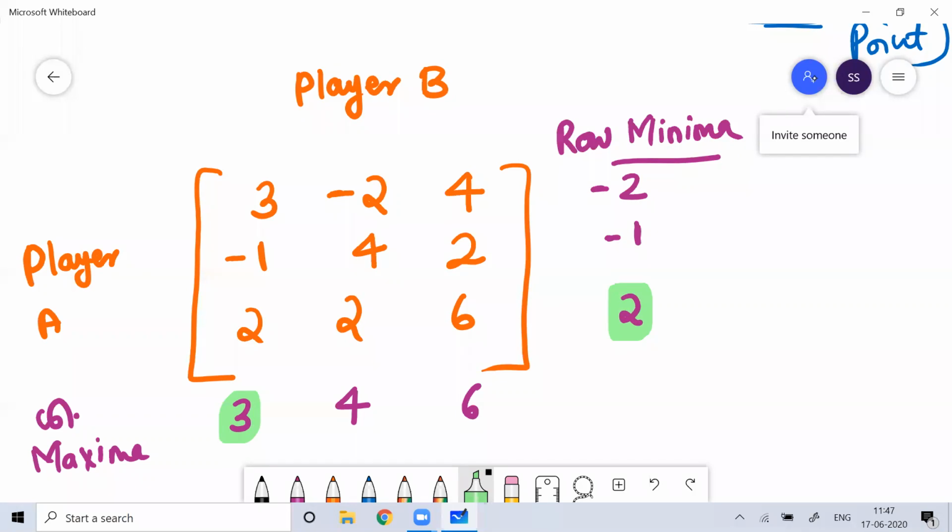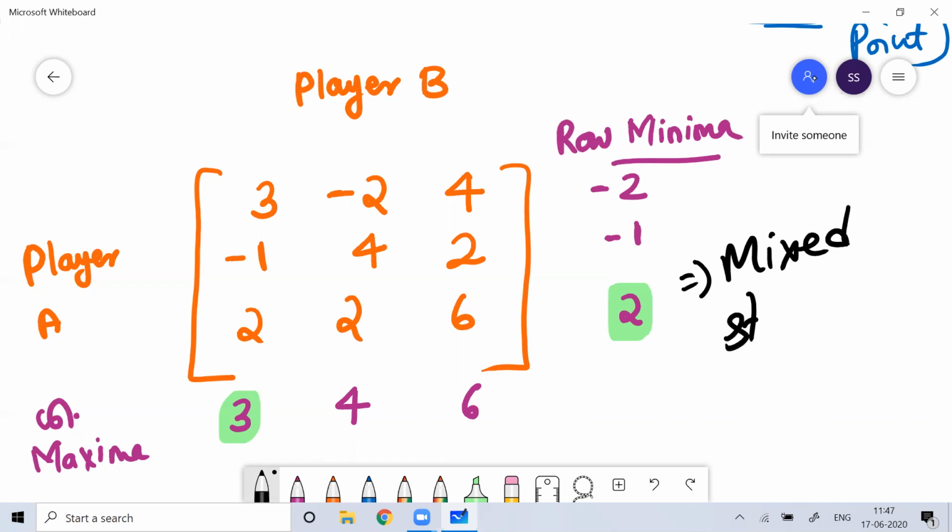Then you have to see whether they are equal. If they are equal, then this problem can be solved by using pure strategy. But if they are not equal, then there's a problem. Here you can easily see that the maximal element of the row minima is not equal to the minimum element of the column maxima. Because they are not equal, this is a problem of mixed strategy.